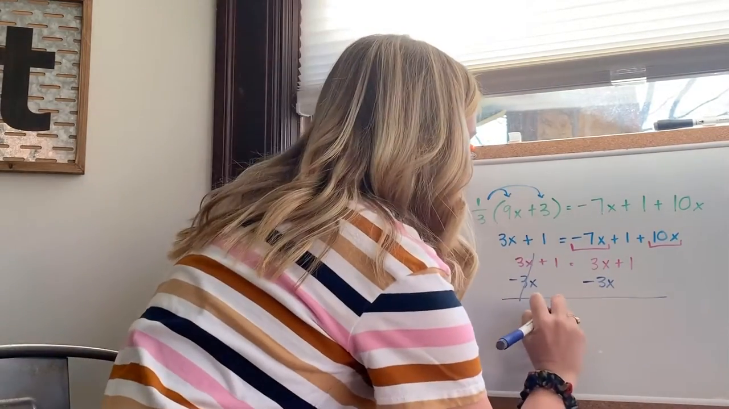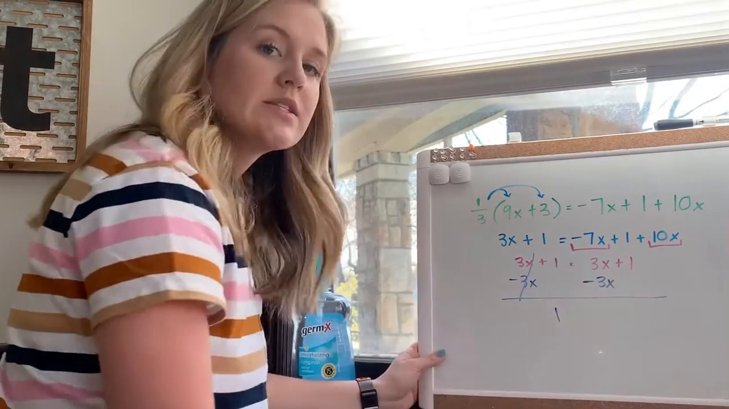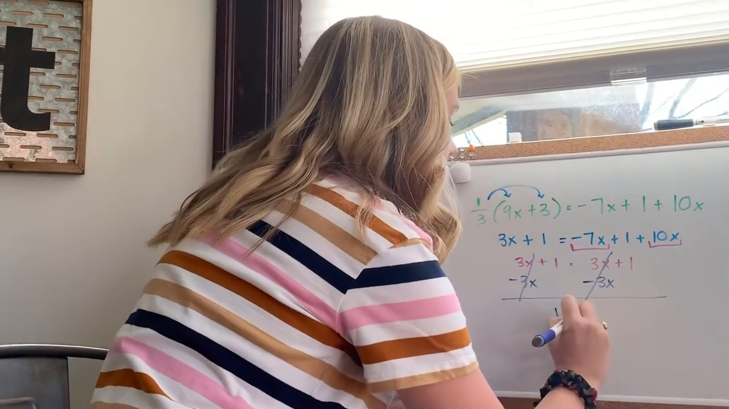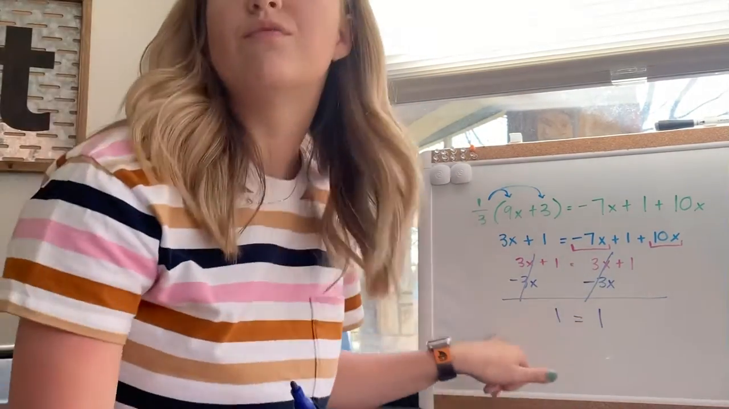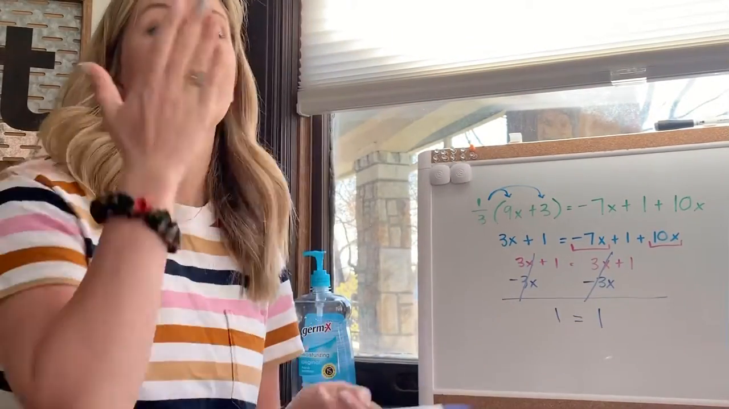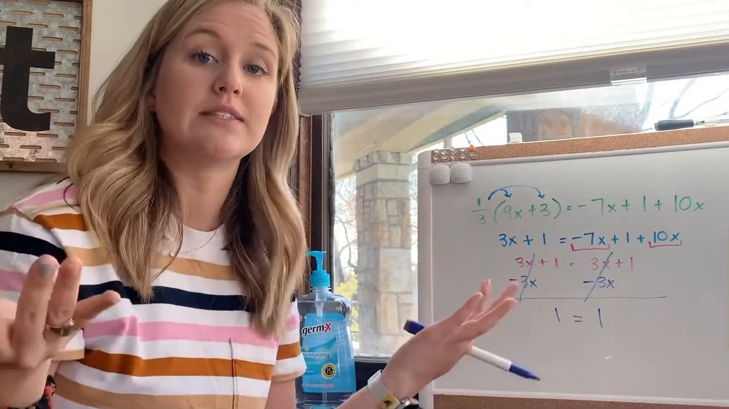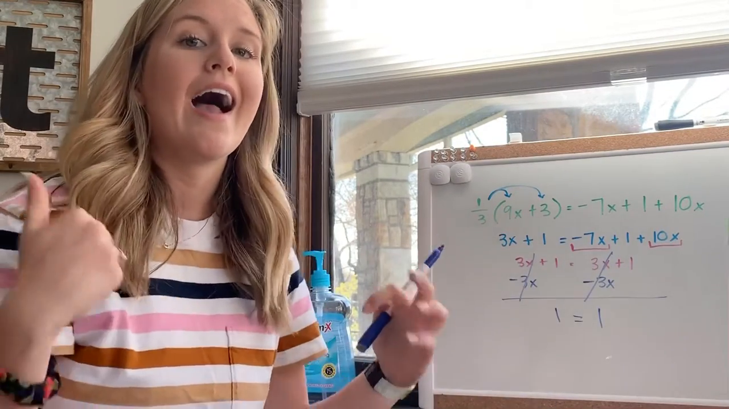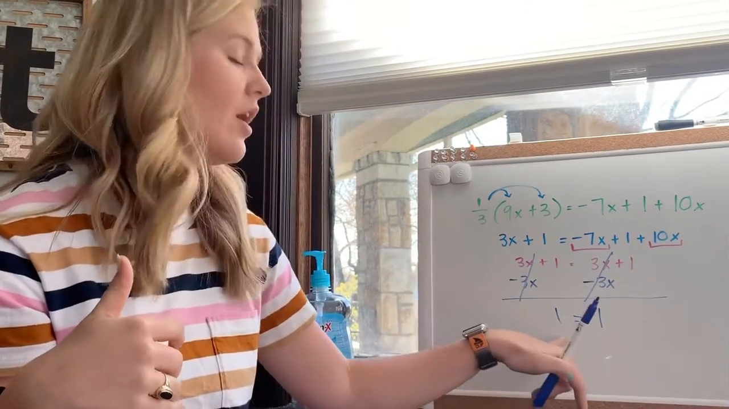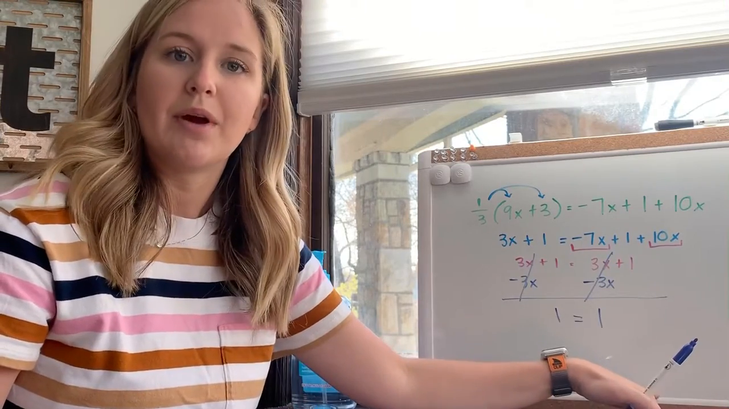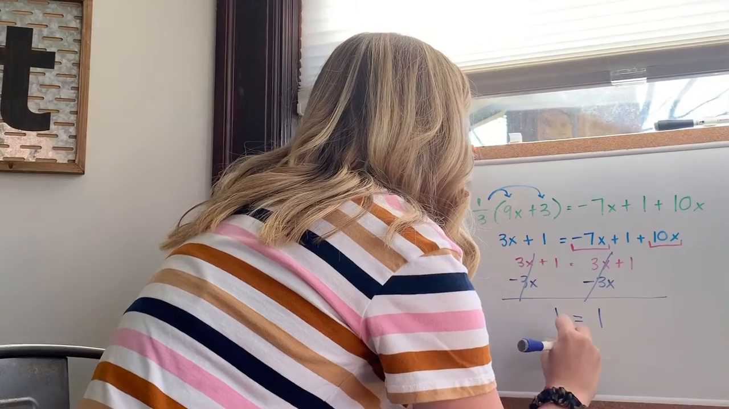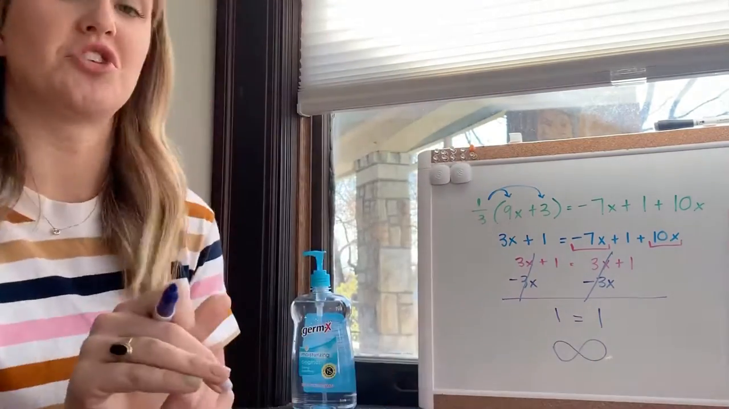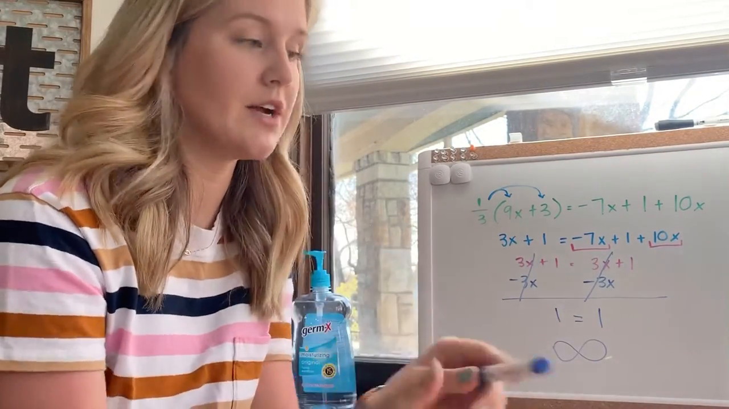All I'm left with is 1. And then 3x minus 3x is going to cancel out again. All I'm left with is 1. So when I have 1 is equal to 1, I notice that that's the same number is equal to the same number. So think to yourself, how many solutions do you end up with when you have a number is equal to that same number? That is infinite solutions. So now we know we've got infinite solutions as our final answer.